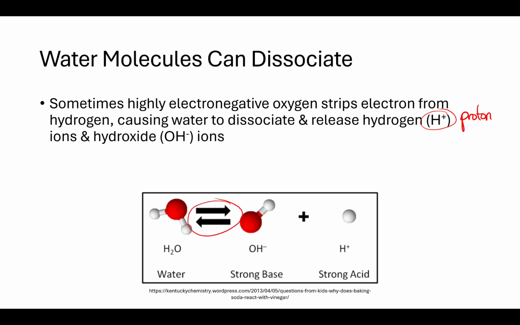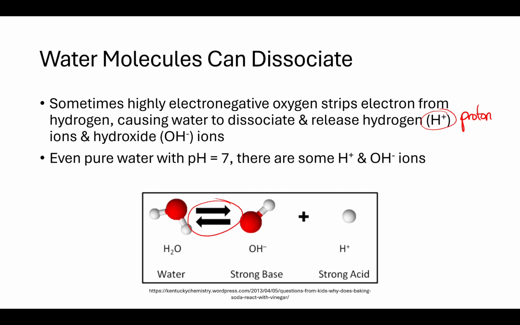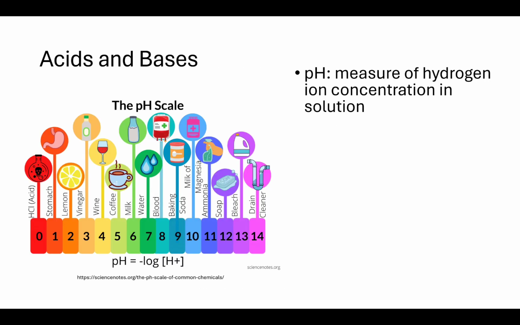I'll talk about that a little more in a second, meaning that these hydrogen ions and hydroxide ions can then recombine to form water. But because this happens spontaneously, even if you have pure water that has a pH of 7, there are always going to be some hydrogen ions and hydroxide ions floating around in the water. And that's important because of pH.